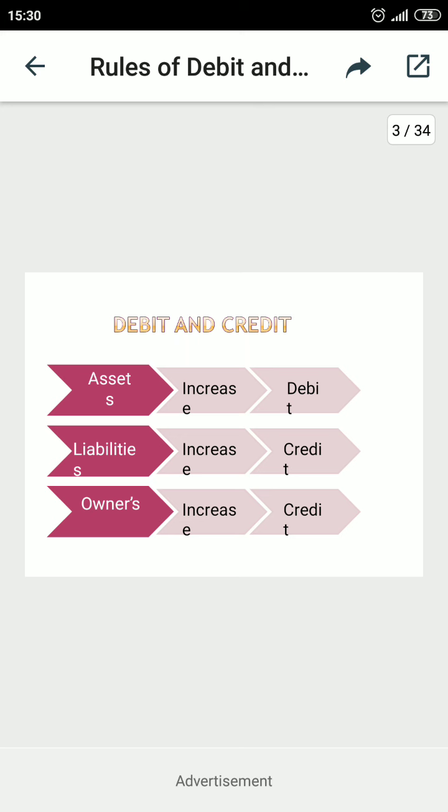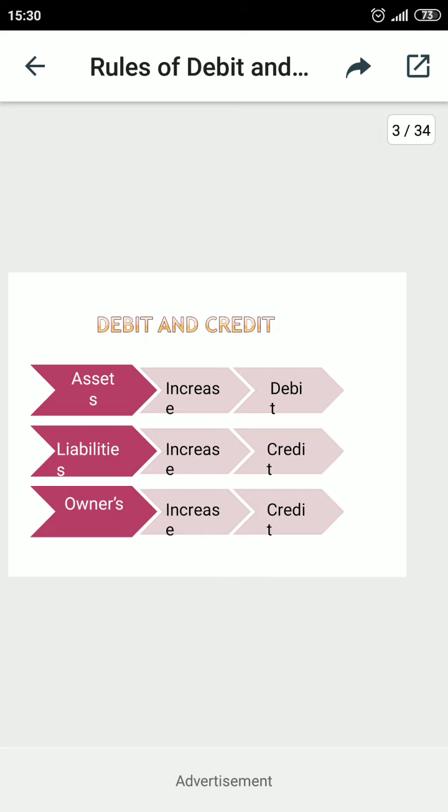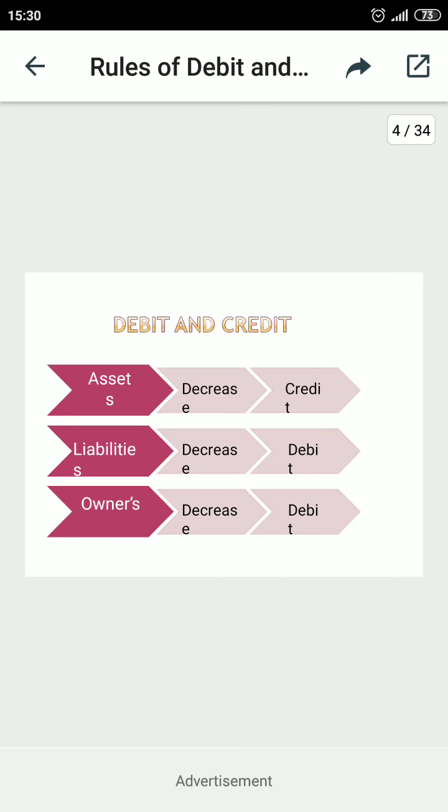The first is assets. When assets increase, they will be debited. When liabilities increase, they will be credited. When the capital increases, it will be credited. So now you may observe the next level of assets, liabilities and capital.